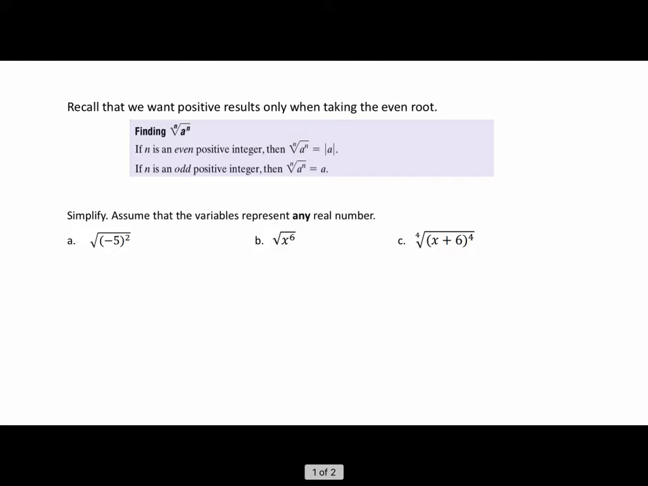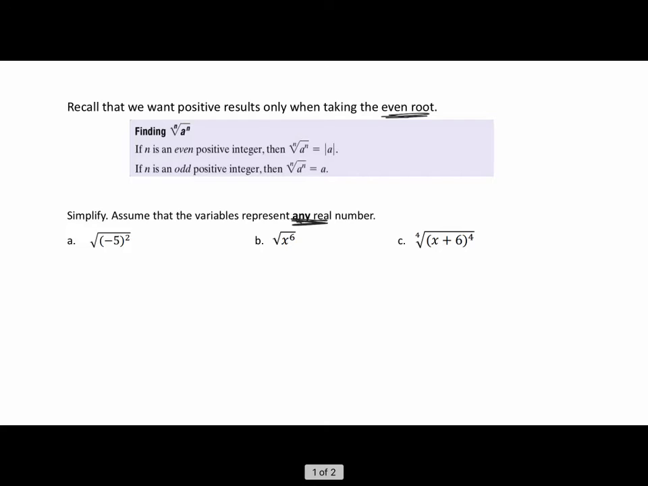Do you remember how all of the examples we've done so far said assume that the variables represent non-negative real numbers only? Well, sometimes the variables can represent any real number. And so what we need to remember is that taking the even root, so the square root, the fourth root, the sixth root, that has to have a result which is positive only.